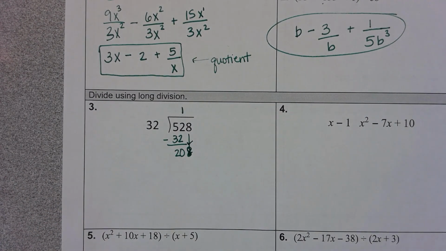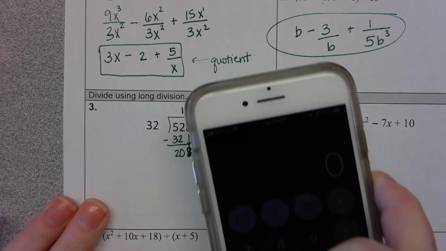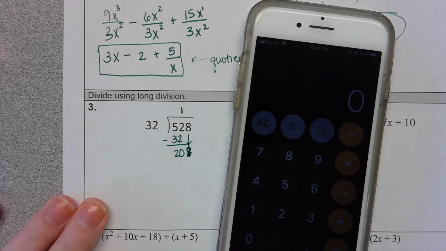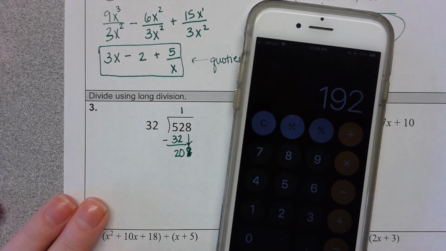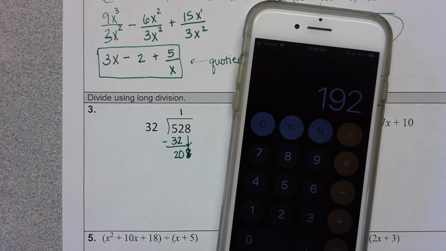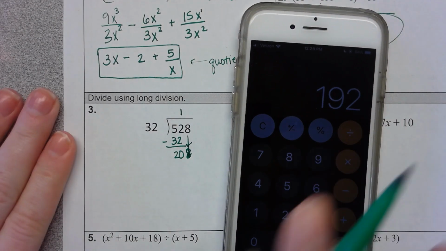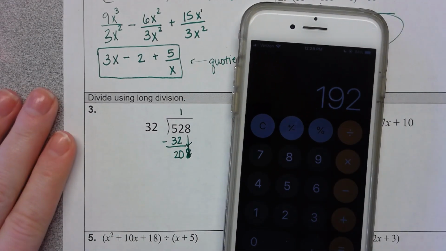Well, I'm going to have to do some guess and check here. So I'm going to take out my calculator. All right, so 32, I'm going to try times 6. That's 192. That was a lucky guess. All right, so I now know, because I'm not going to be able to fit another 32, right? If I added 32 to that, it would be 224. So I know that 32 times 6 is 192.